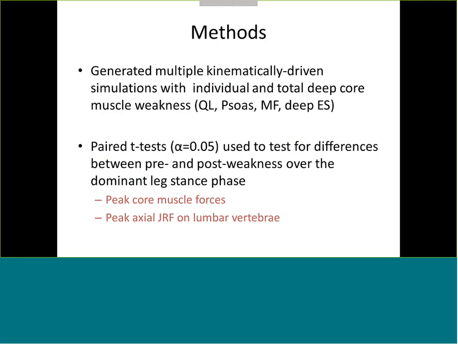We used paired t-tests to determine significant differences between the pre- and post-weakness conditions over just the dominant leg stance phase. And we were looking specifically at peak core muscle forces as well as the peak axial joint reaction force on the individual lumbar vertebrae.